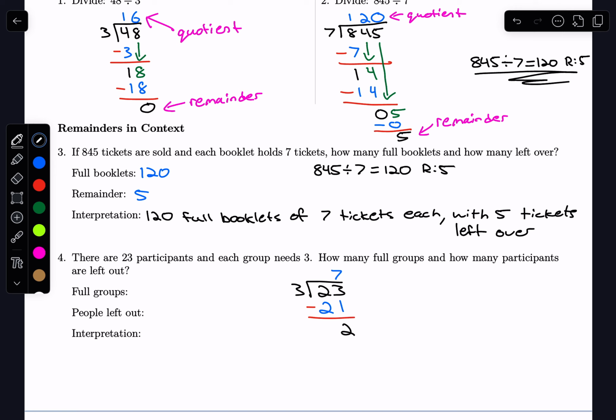And because we have no more digits to drop down, we're done. 23 divided by 3 is 7 with a remainder of 2. So that means that we can make 7 full groups and we will have 2 people left out. Okay, 7 full groups, 2 people left out. So the interpretation is just that spelled out. We can form 7 groups of 3 with 2 participants left over.